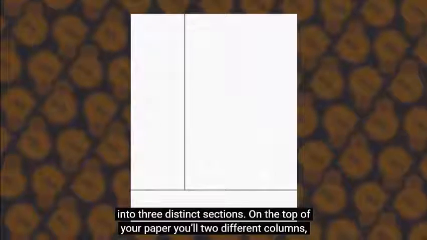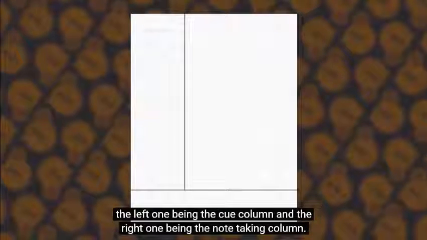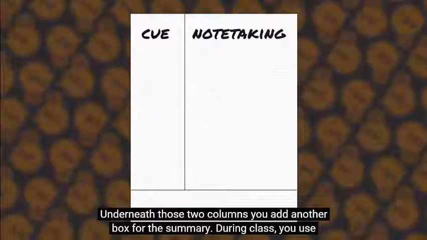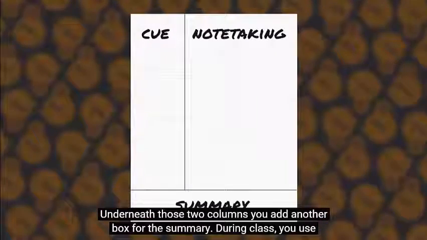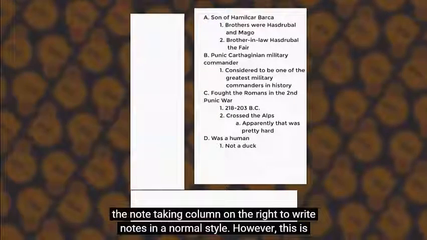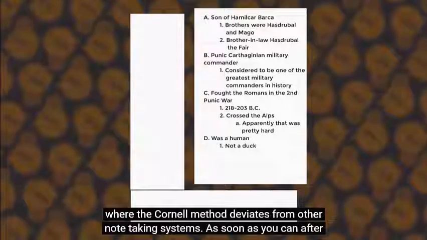On the top of your paper, you'll have 2 different columns, the left one being the cue column, and the right one being the note-taking column. And underneath those 2 columns, you add another box for the summary. During class, you use the note-taking column on the right to write notes in a normal style. However, this is where the Cornell method deviates from other note-taking systems.